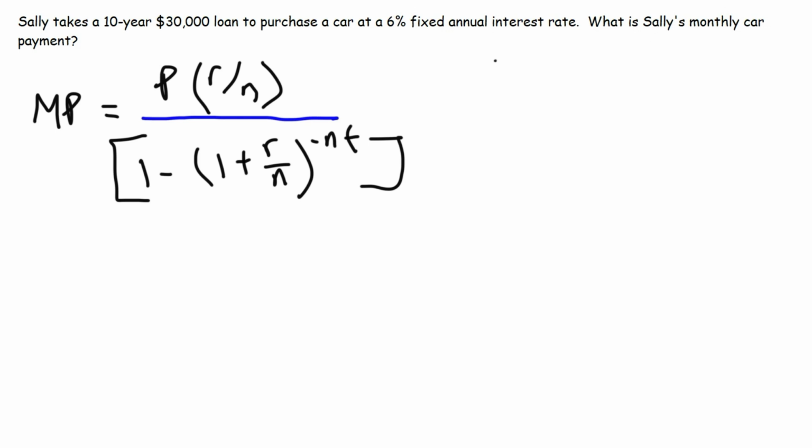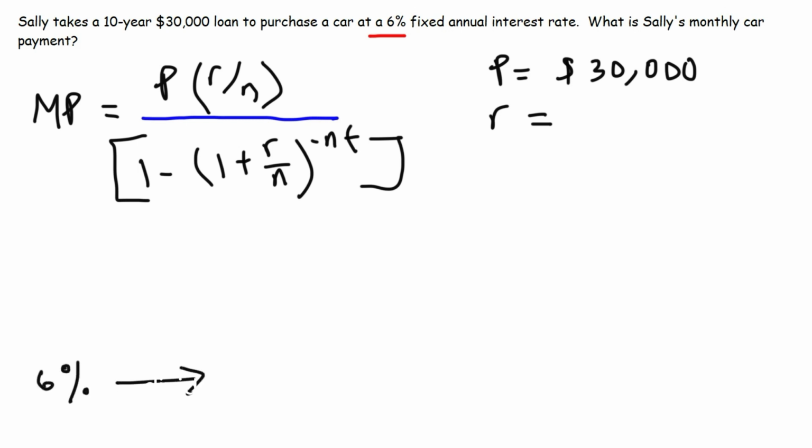So let's write down what we know. We know the principal of the loan. It's $30,000. Now, Sally didn't put any money down, so this is just the beginning balance of the loan. The annual interest rate is 6%. Now, we need to convert 6% to a decimal. In order to do that, divide by 100. 6% divided by 100 is 0.06. So that's what we need to plug in for our R value.